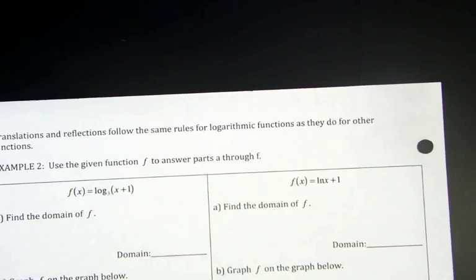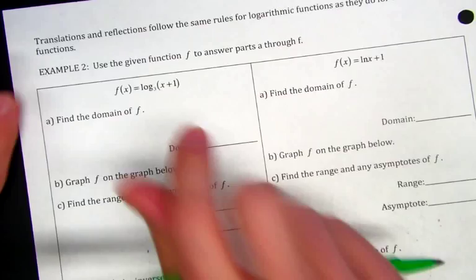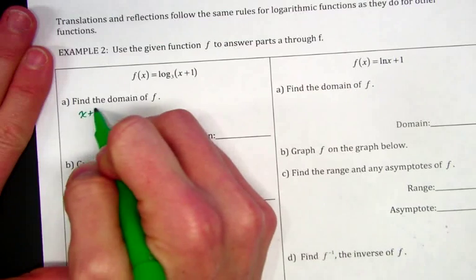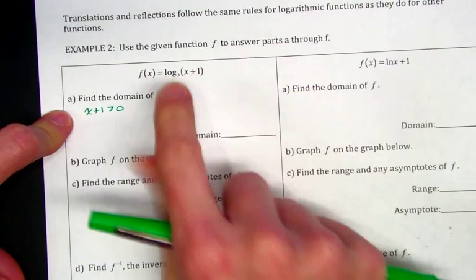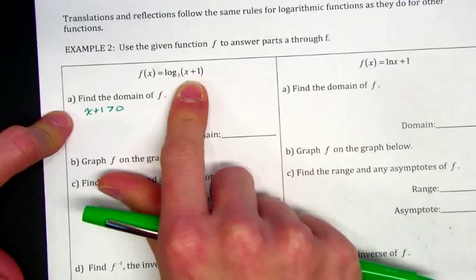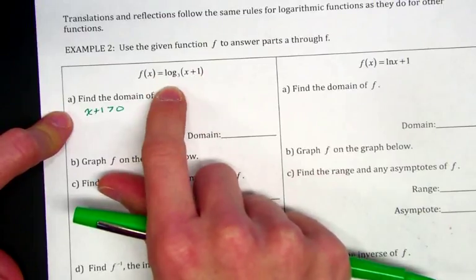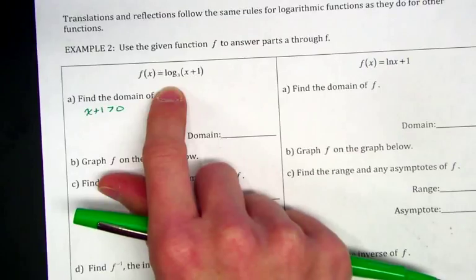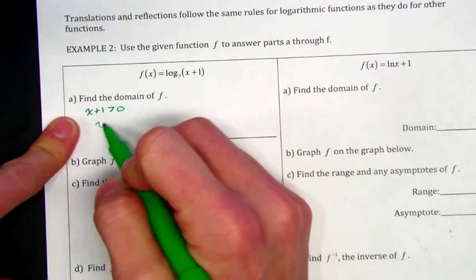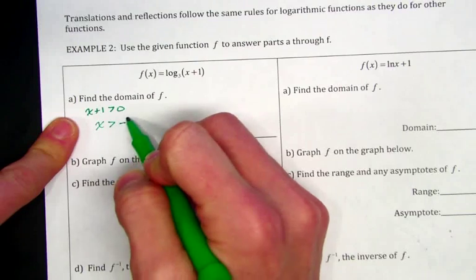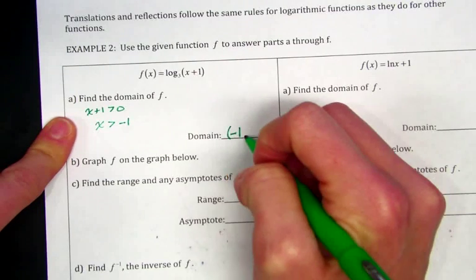So for this one, what is inside the parentheses? x plus 1. So we know that x plus 1 is greater than 0. So for finding the domain of logs, identify parentheses. If there isn't a parentheses, it's only the part touching log that is part of it. Then you're going to set it greater than 0. So we know x is greater than -1. So this is -1 to infinity.